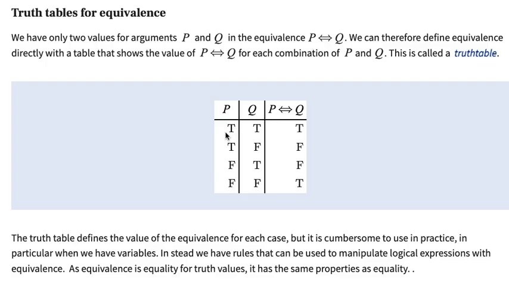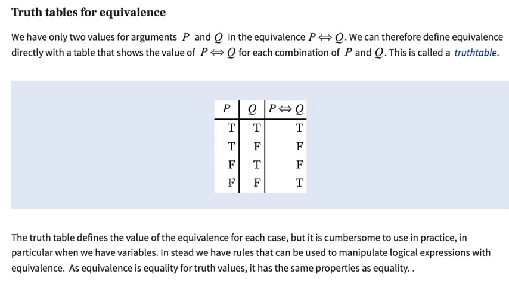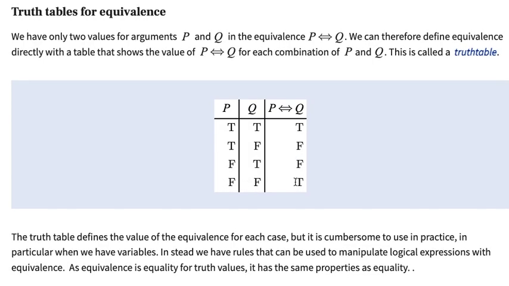So if you look at this truth table, you see that if p is true and q is true, then they have the same value. So p equivalent to q is true. And if p is false and q is false, then they also have the same value. Both are false. So then the equivalence is true. And in the case where one is true and the other is false, then the equivalence is false.